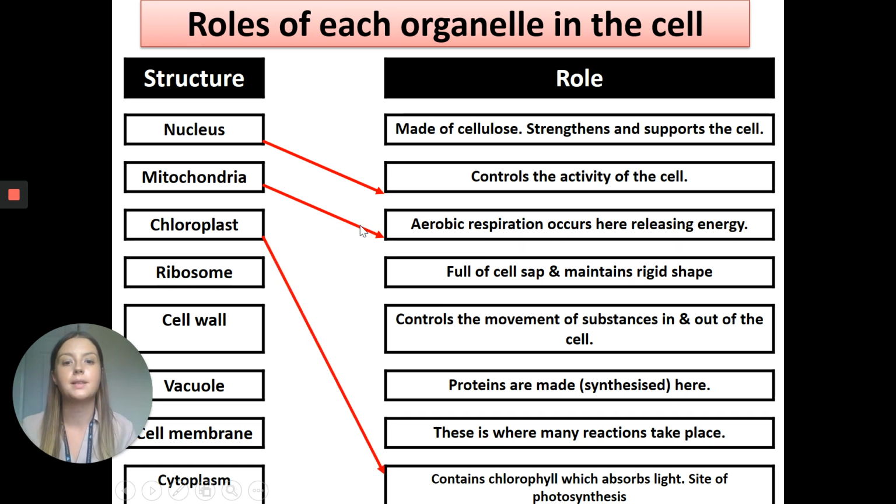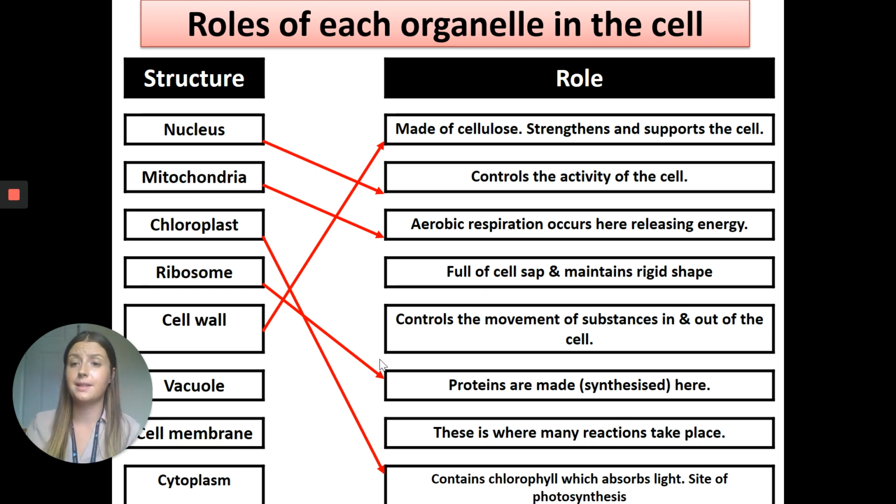Okay, so chloroplast. It contains chlorophyll, the pigment which absorbs light, and it's the site of photosynthesis. We've then got the ribosome, where proteins are made, or a better word than made is synthesized. So they're synthesized there. We've got the cell wall, which is made of cellulose. The reason I've put that in there is that the next video is going to look at bacteria, in eukaryotic and prokaryotic cells. And we need to understand there's a difference between the cell wall of a plant cell and the cell wall of a bacteria. So just be mindful of that.